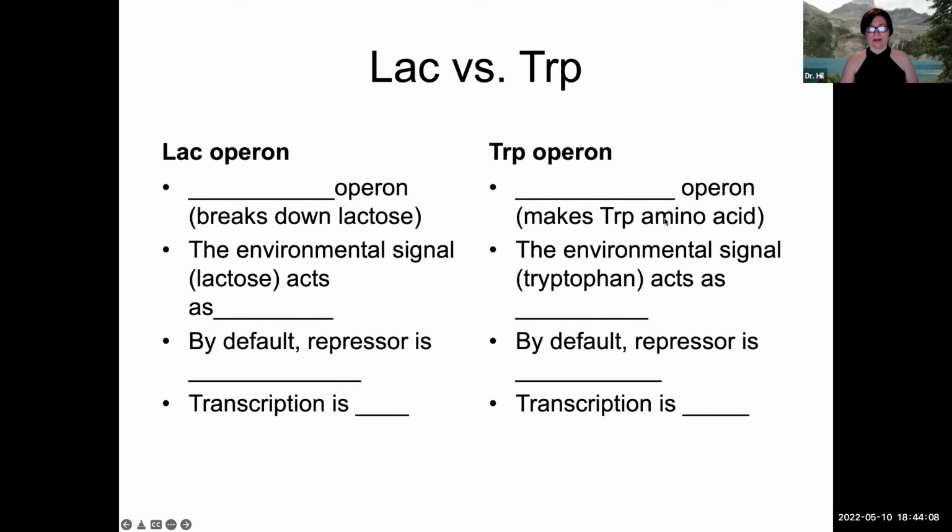Let's look at the tryptophan operon. It synthesizes tryptophan, an amino acid. Therefore, is it anabolic or catabolic? Anabolic. That's right. We want by default for it to be on, but we want to turn it off sometimes. Is that repressible or inducible?